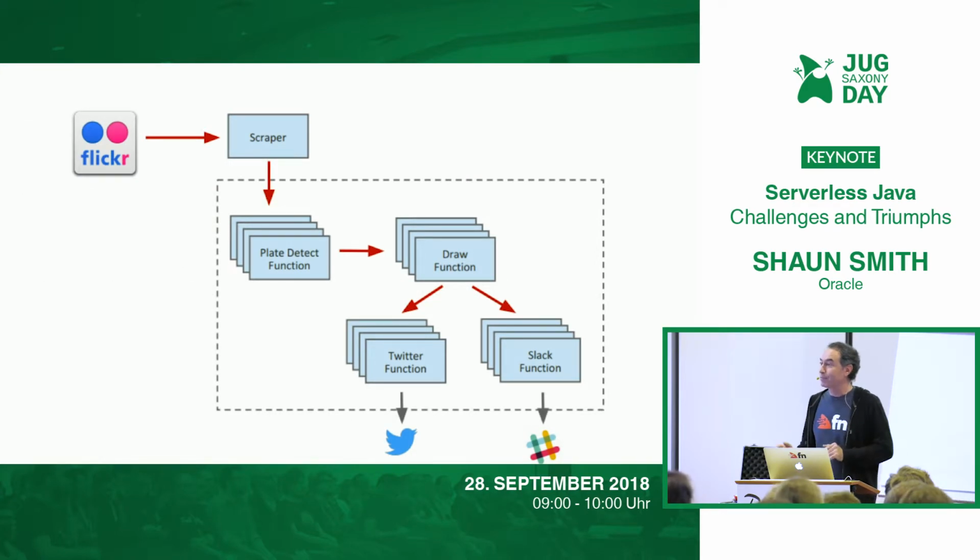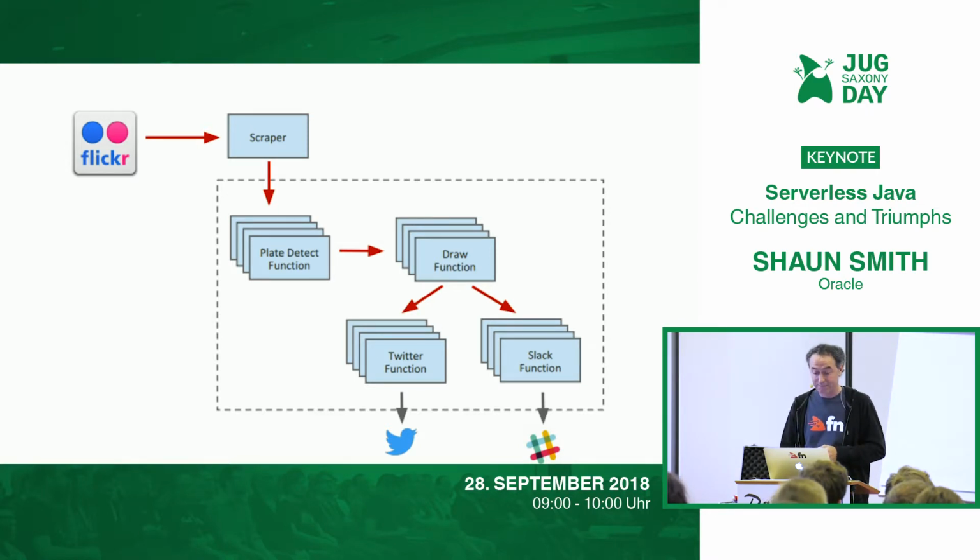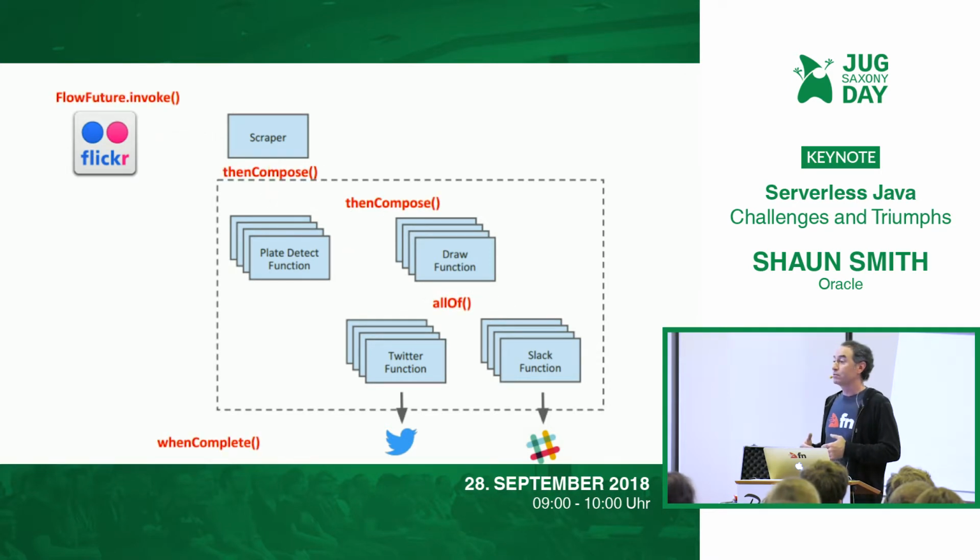So here's the application I'm going to build. I've got a function called the scraper. It gets the images out of Flickr. I've got the place detection function. I've got the draw function that draws the little box on it. And then I've got a couple of functions to post to Twitter and to Slack. I can use the CompletableFuture API to structure the algorithm. I use thenCompose to sequence. I can use allOf to say I want to do all of these things. And I can even do whenComplete. So when all these tasks are done, I can synchronize and join back and then do some action. So I have very nice primitives for doing distributed computing that I can use for my functions.